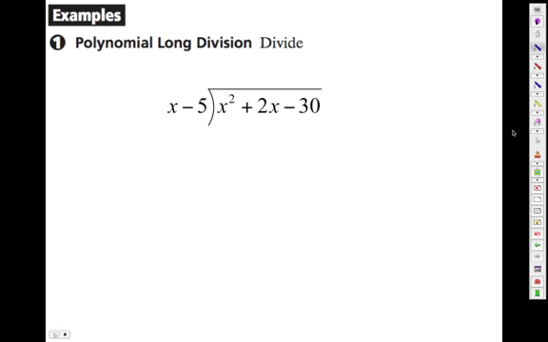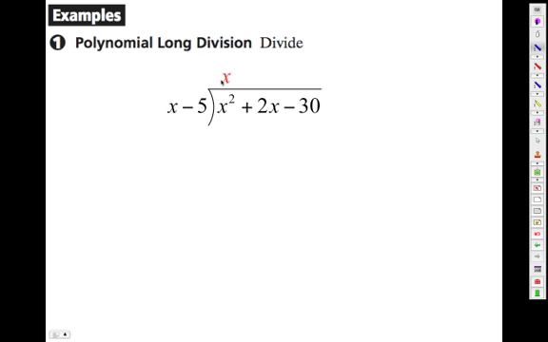Okay, here's our first example, polynomial long division. Notice that the directions say divide, so that's what we're going to do here. We have x minus 5, and we have to divide it by this huge trinomial right here. So in order to do this, we're going to first look at this term right here, which is x. Now what do we need to multiply x by to get x squared? Yeah, x, right? So that's going to be our first number that goes on the top.